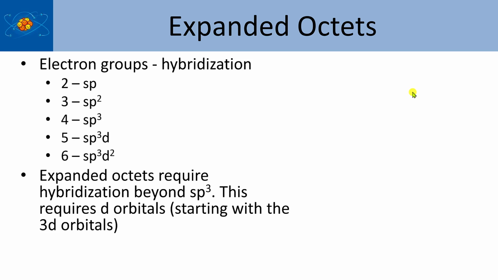So when we're looking at expanded octets, now we have 5 and 6 groups around the central atom. Then we have to incorporate the d orbitals. And the first energy level that has d orbitals you can incorporate is energy level 3. So that's why we see expanded octets from the third period and down.